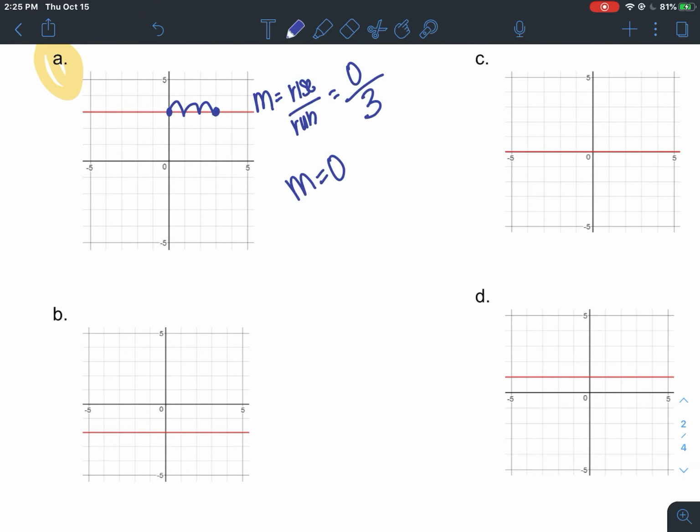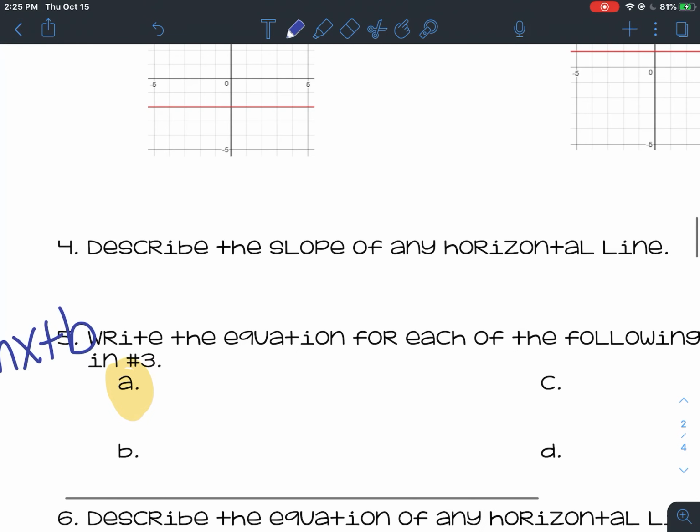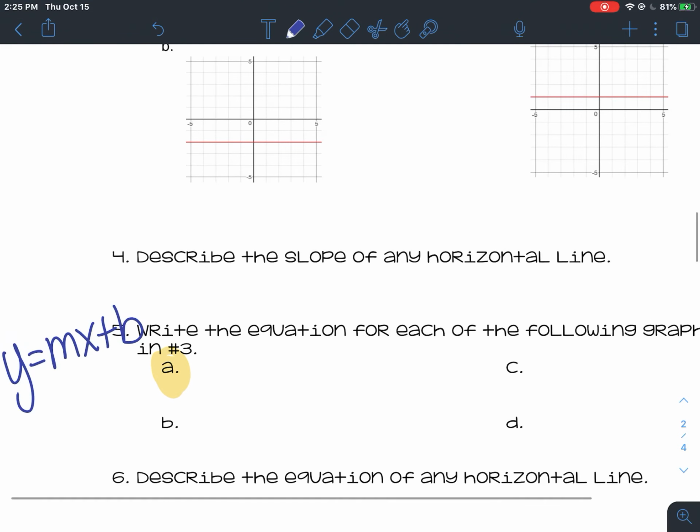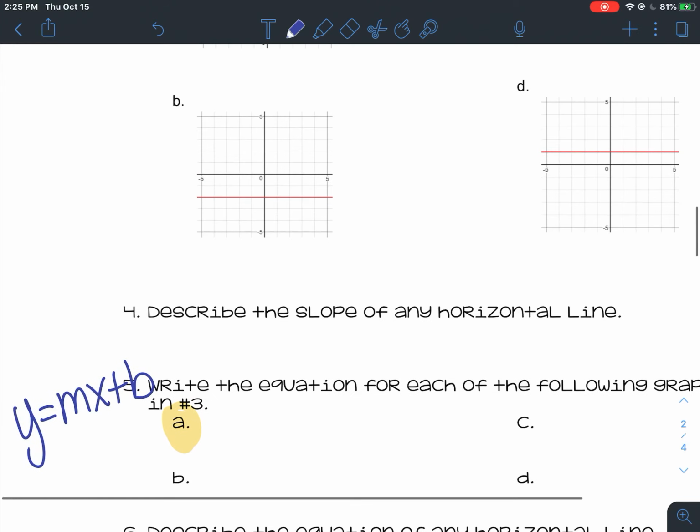Do C, B, and D. If you're super, super smart, you probably already know the answers. But I want you to describe in words the slope of a horizontal line. This is a horizontal line. Think of the horizon. It goes from left to right. It's in the night, morning sky.